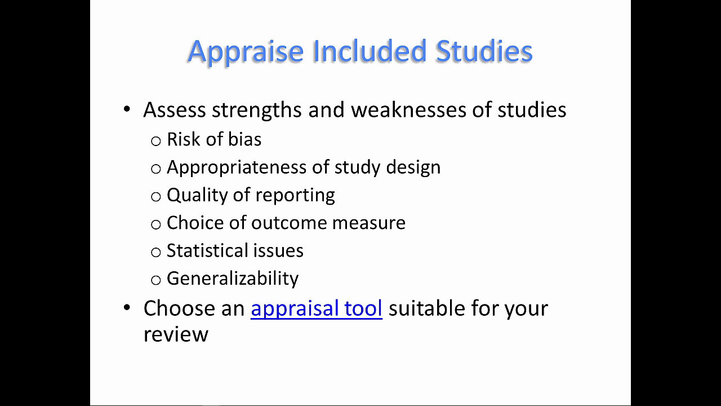Next, you'll appraise the included studies. Assessment of study quality gives an indication of the strength of evidence provided by the review. Ultimately, quality assessment helps answer the question of whether the studies are robust enough to guide treatment, prevention, diagnostic, or policy decisions. In appraising the studies for your review, you'll assess things like the risk of bias, the appropriateness of the study design, the quality of reporting, choice of outcome measures, statistical issues, and generalizability.